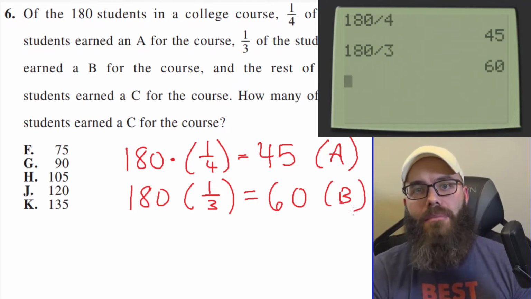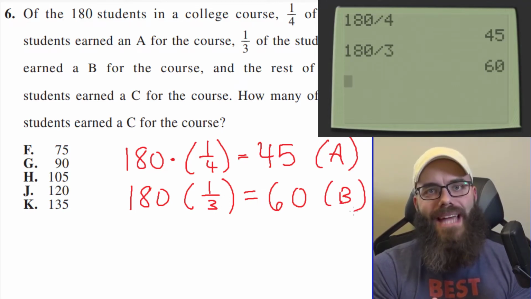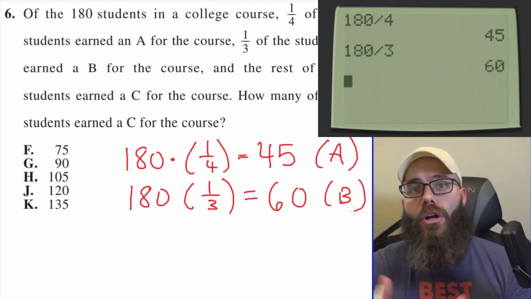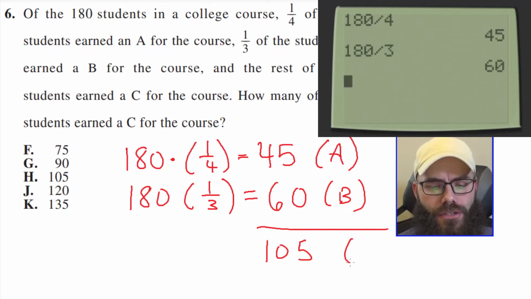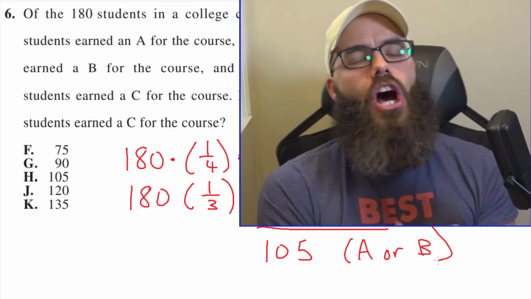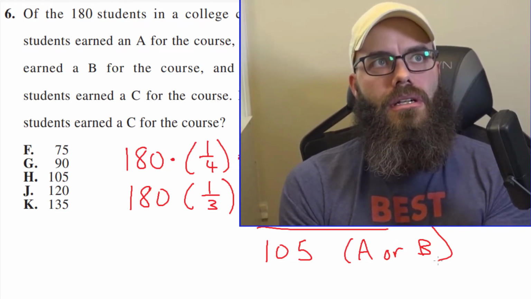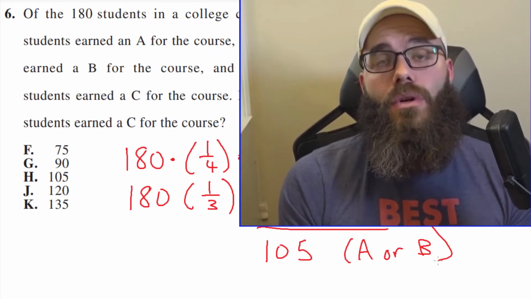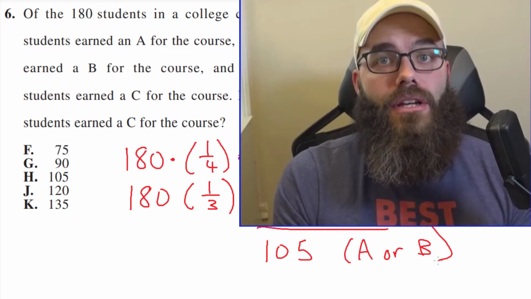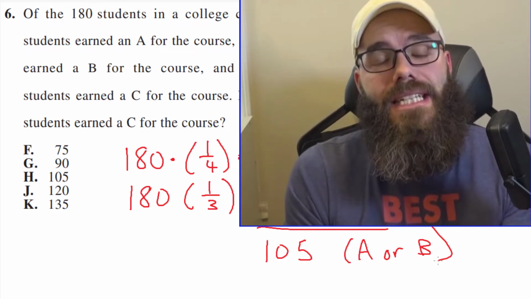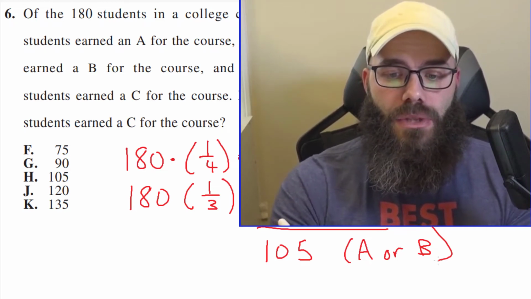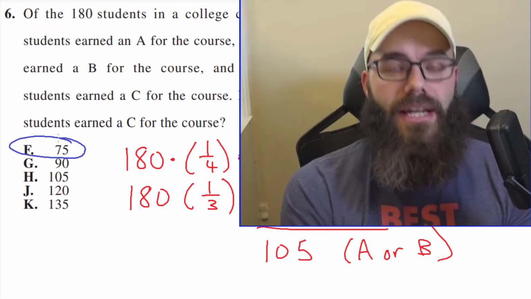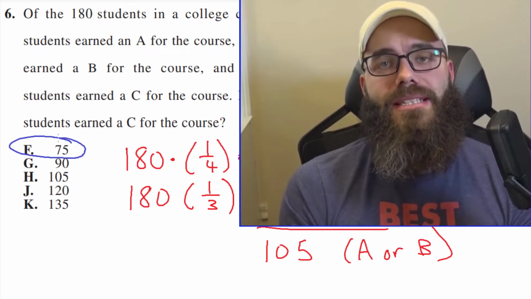Now, if the rest of them made a C, let's add up the students that made an A or a B. So 45 plus 60 is 105. So I'll put A or B here, right? All others made a C. Well, if there's 180 students, 105 of them made an A or B. How do you find the rest who have made a C in the course? Well, you take 180, you subtract 105, and the answer here will be F. 75 students made a C in that course.